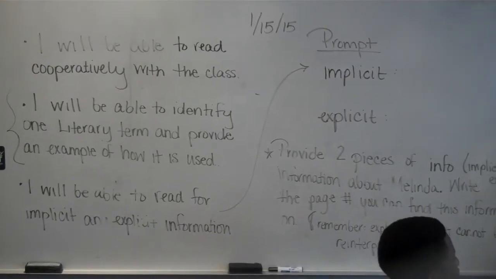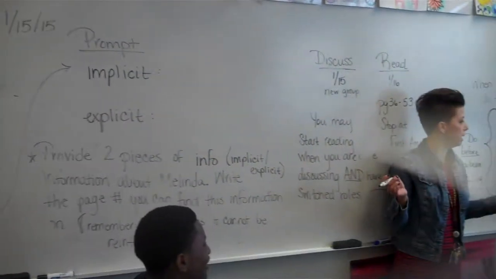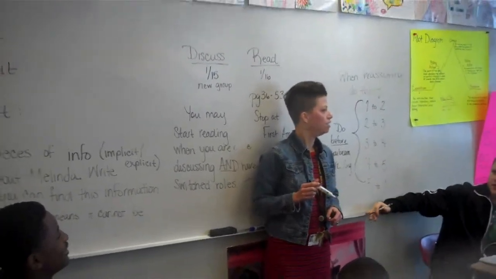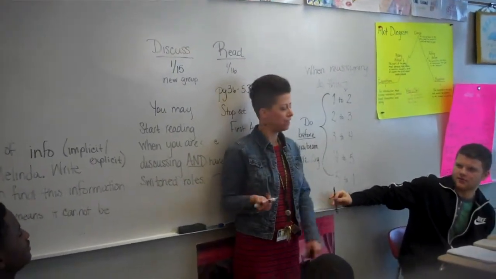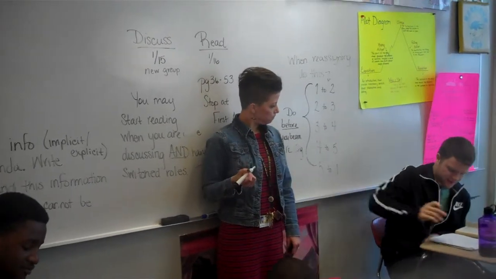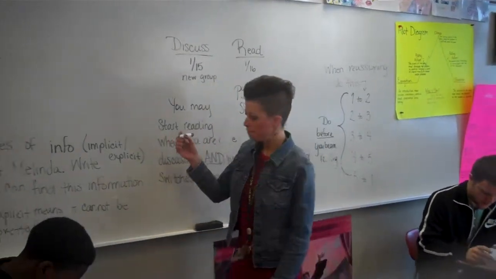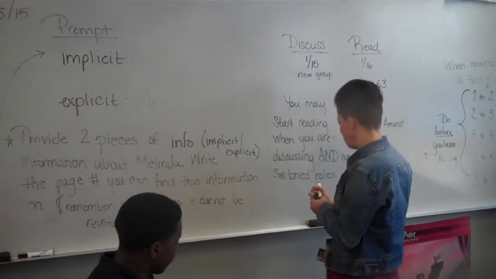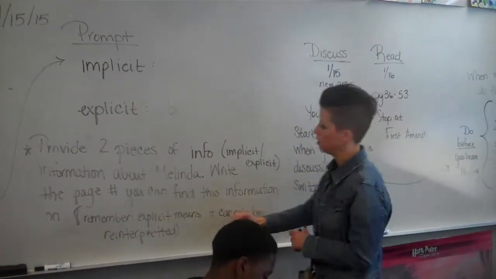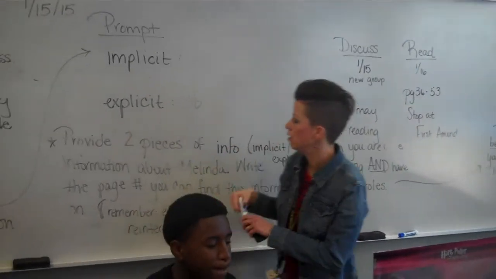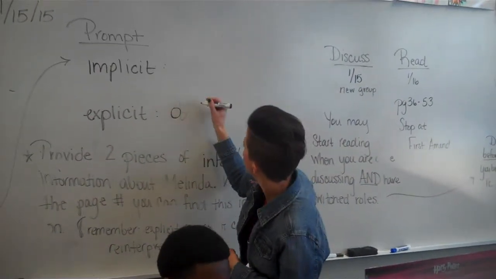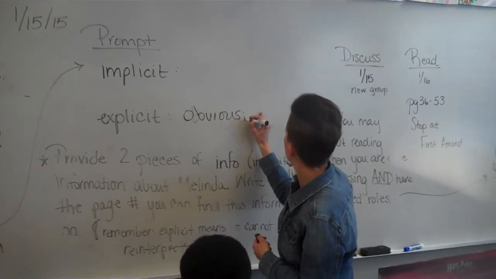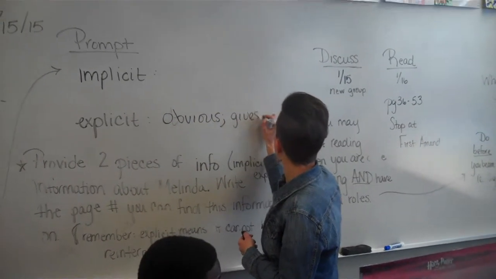Anybody want to take a stab at what one of our new words means? Martin. Explicit is obvious. Like it's right there in front of you. Can you explain just a little bit further in terms of a book? Like it's stuff that the author gives more detail to. It's like Melinda's never smiling, she's always down.